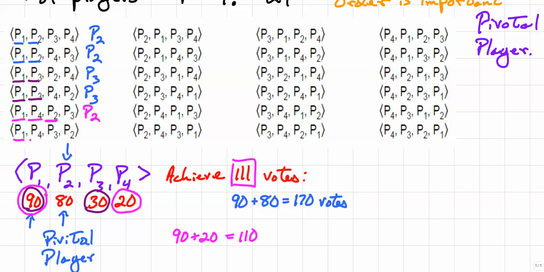Once again, we're going to go p sub 1, p sub 4, and p sub 3, and this would be the pivotal player. And we're going to use that same logic to figure out which ones are the pivotal players for all of these. So this will be p sub 1, this will be p sub 1 also. For this one we have p sub 2, p sub 3, p sub 1, p sub 4. Now remember that p sub 2 is going to be 80, and then p sub 3 is 30, and that's going to be 110, so that means that p sub 1 will be the pivotal player again here.